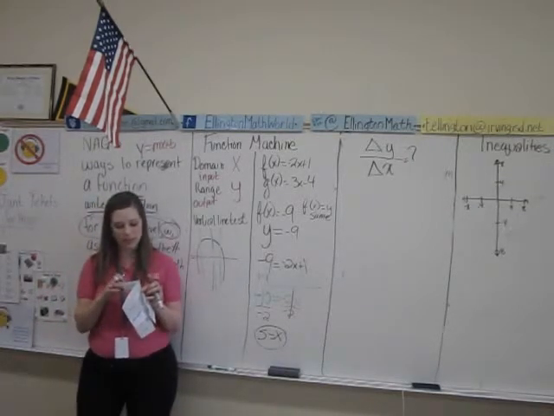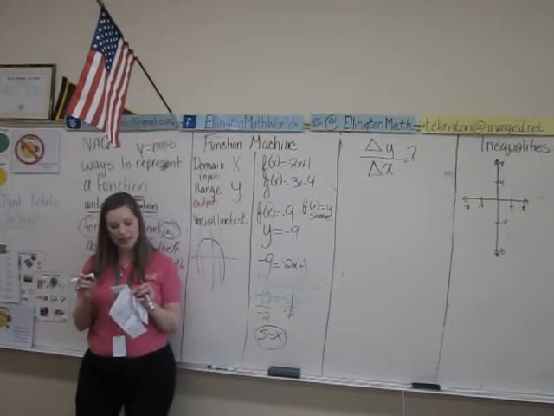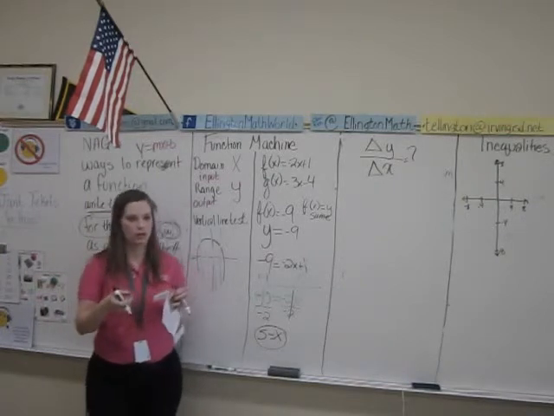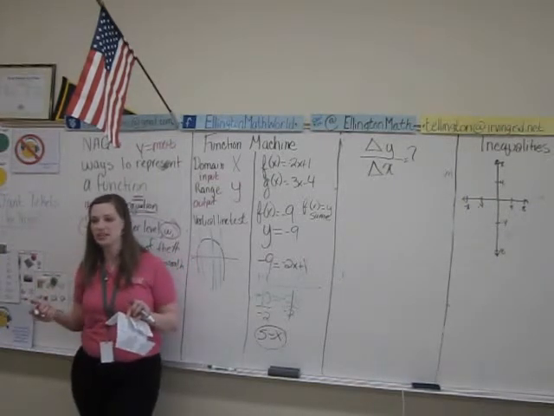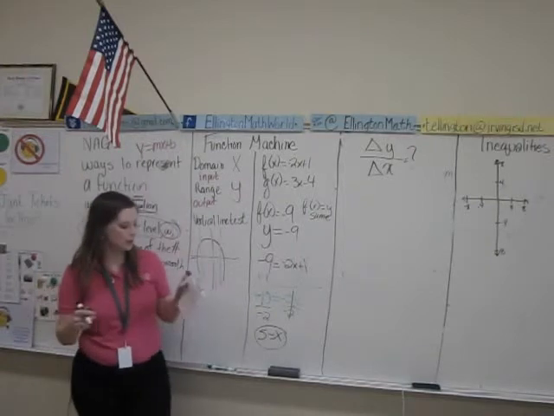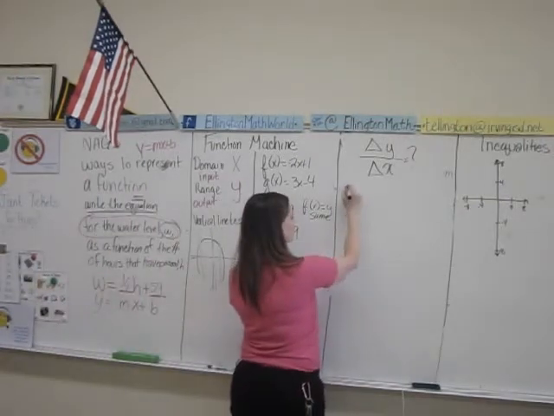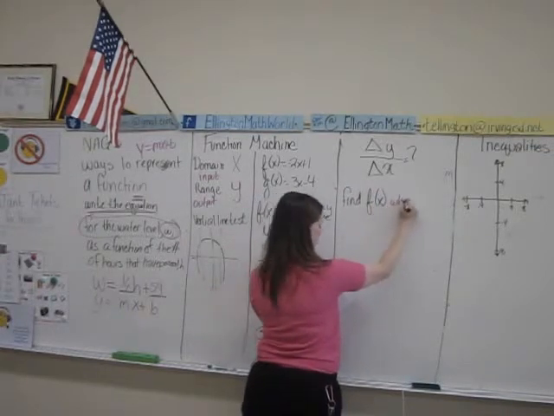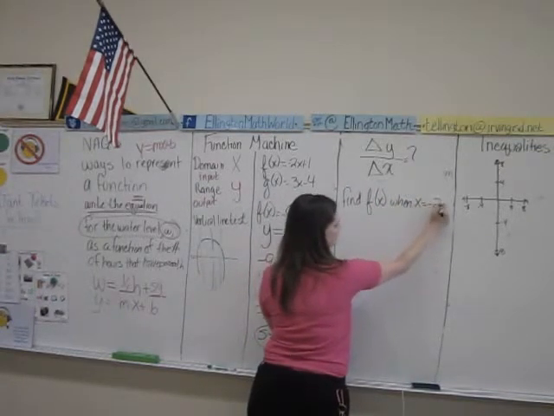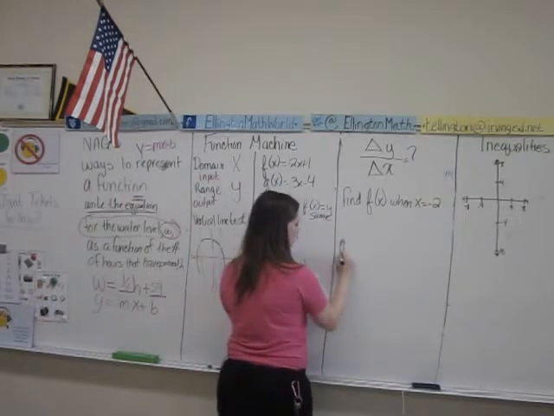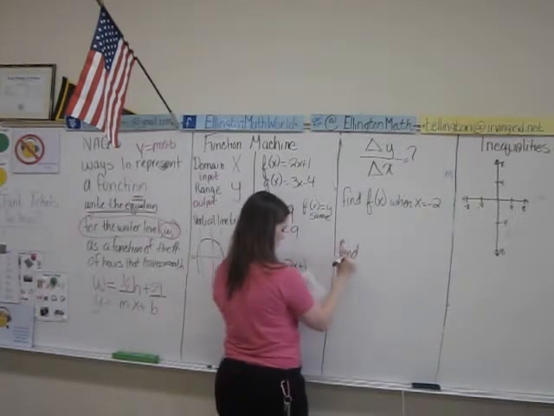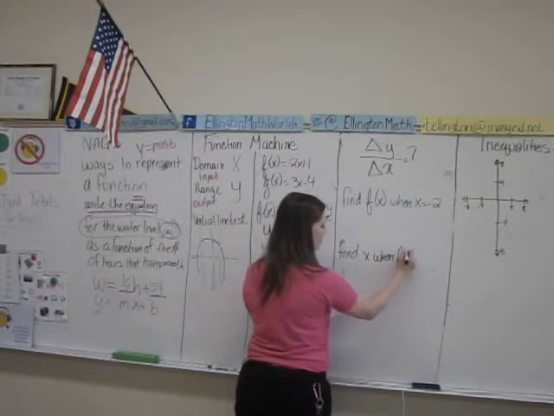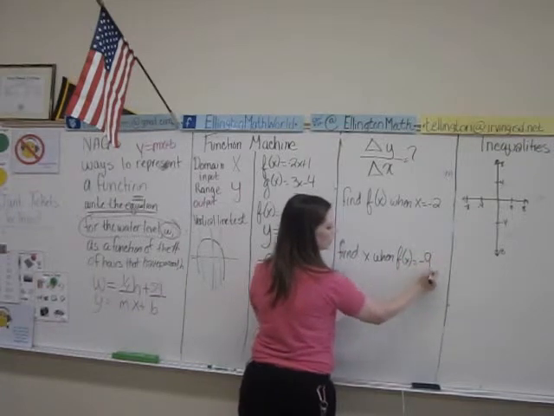Now look at the first example. It said find f of x when x equals negative 2. Do you see the difference in the writing on those? One is asking you to find x, and one of them is asking you to find y. Let me write it up here. It says find f of x when x equals negative 2, or it says find x when f of x equals negative 9.